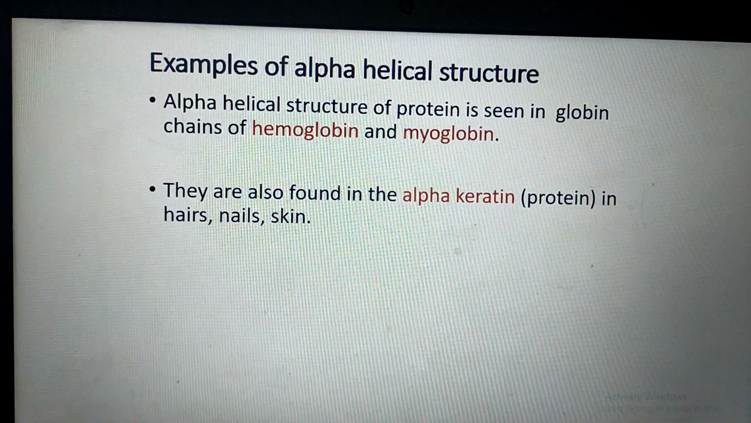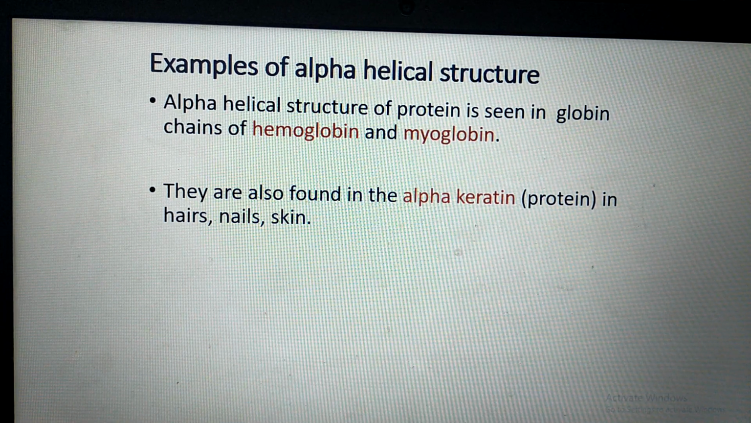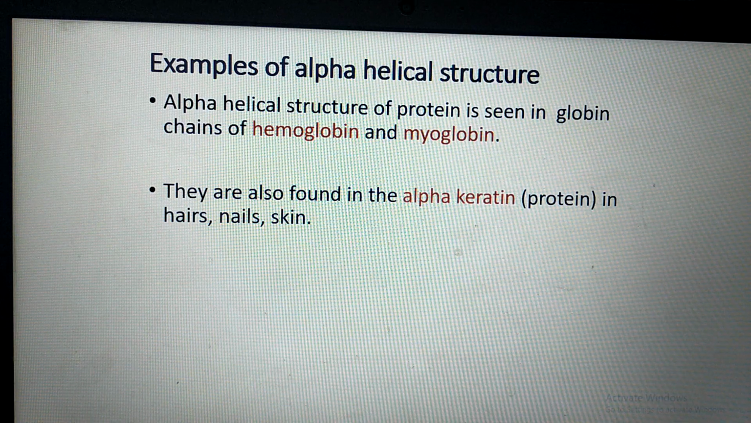Now examples of alpha helical structure. Alpha helical structure of protein is seen in the globin chain of hemoglobin and the globin chain of myoglobin. Myoglobin is a protein present in muscles. The function of myoglobin is to store oxygen, whereas the function of hemoglobin is to transport oxygen. This alpha helical structure of protein is also found in alpha keratin, the protein present in nails, hair and skin.